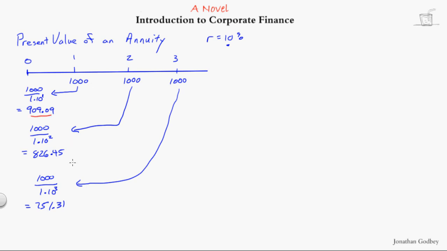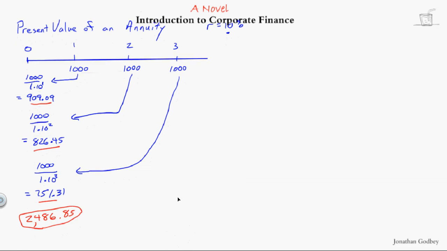So what we have here are 3 cash flows. Cash flow 1 is worth 909. Cash flow 2, 826. Cash flow 3, 751. Add those up, and all 3 of those are worth together $2,486.85. So I'm willing to pay that amount of money for a money machine that creates those cash flows. But that's a long and tedious way to do it, correct? So let's think about something that may be a little easier.